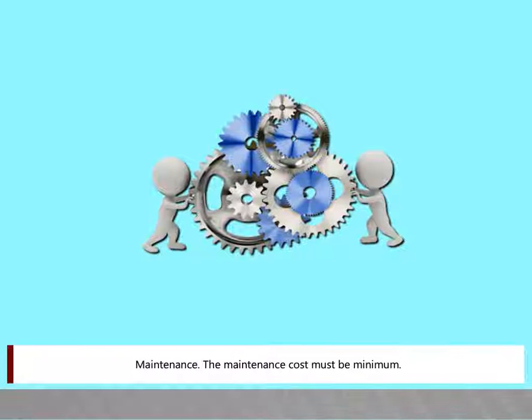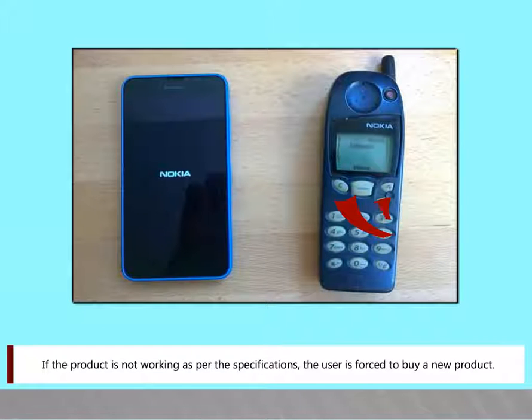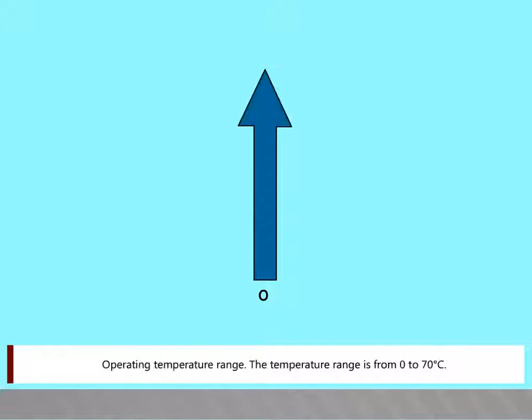Maintenance. The maintenance cost must be minimum. If the product is not working as per the specifications, the user is forced to buy a new product. Operating temperature range. The temperature range is from 0 to 70 degrees Celsius.